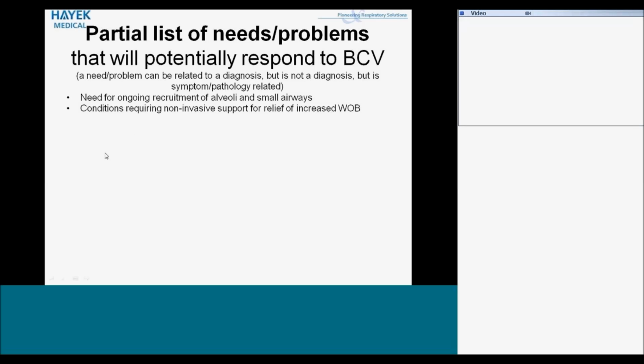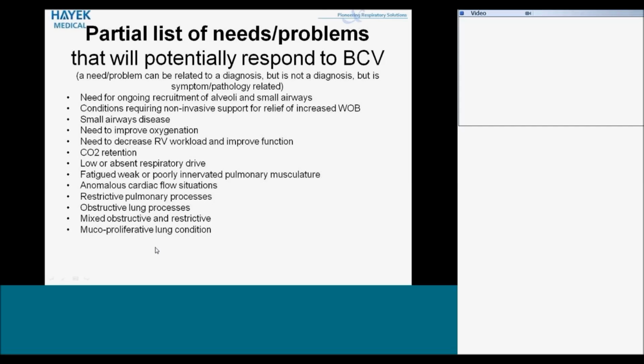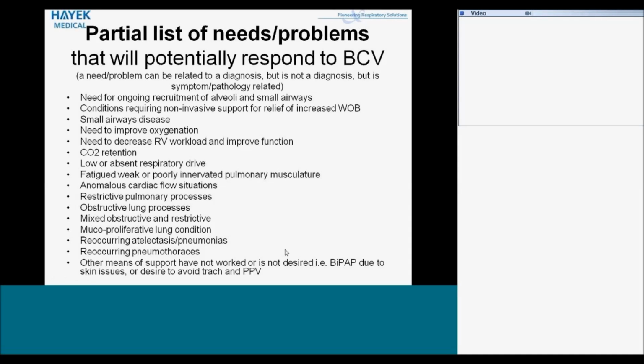Okay, recruitment of alveoli and small airways, conditions requiring non-invasive support for relief of work of breathing, small airway disease, need to improve oxygenation. All of these are potential problems that can respond to BCV. None of these may be appropriate for your patient, or several of them may be appropriate, but you get the idea. We're trying to determine what issues we're treating the patient for with the Hayek. So that's what we're after right here.